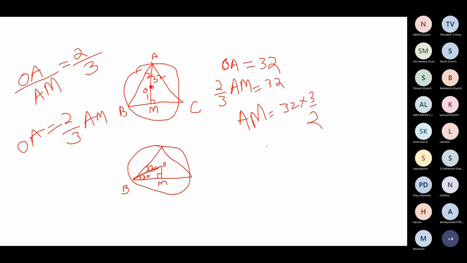See, if you are not comfortable with that, we have another way. What is this angle? How much is this angle? 60 degrees. How much is this? 60, yes or no? So what is the angle at the center? That will be double the angle at the circumference, right? This will be 120. So then this is 60.